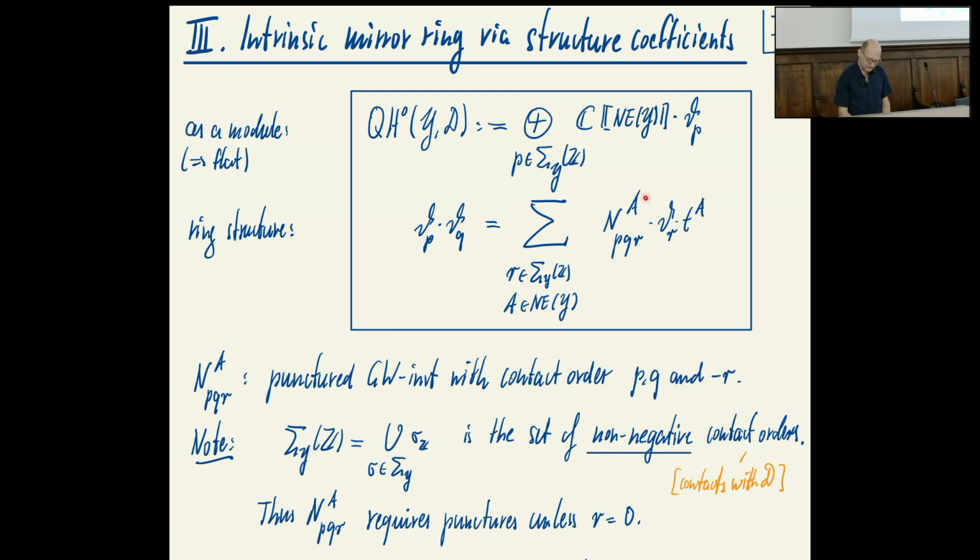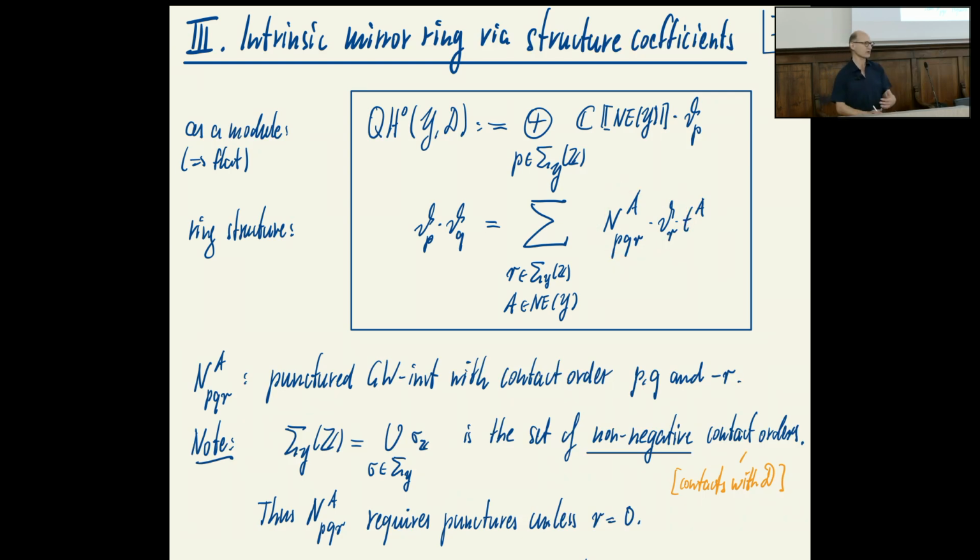You can't write this down with 2010 technology, or even 2015 technology, because at this time we didn't have punctured Gromov-Witten invariants, but now we do, and that's the answer. So there's a punctured Gromov-Witten invariant of curve class A, which goes into some power T to the A in the coefficient, and then you just write it down, and that's it.